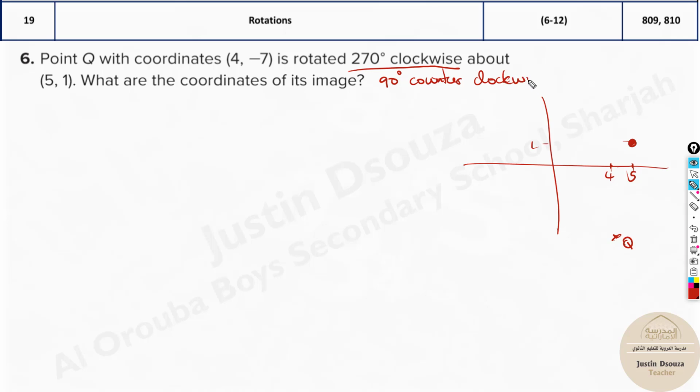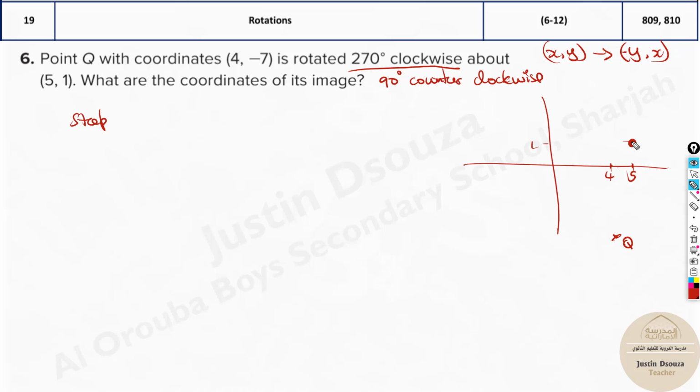So what we do is we use the formula of 90 degrees, which we just now saw. That is, (x, y) becomes (-y, x). So this is the answer. Now, before we start, step 1 is rectifying this given point towards the origin.